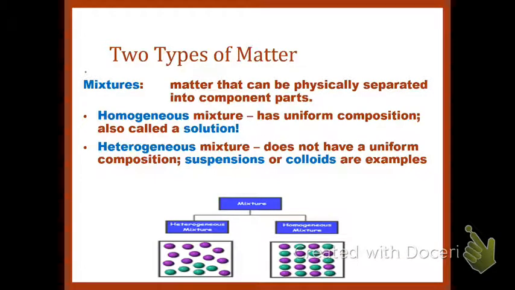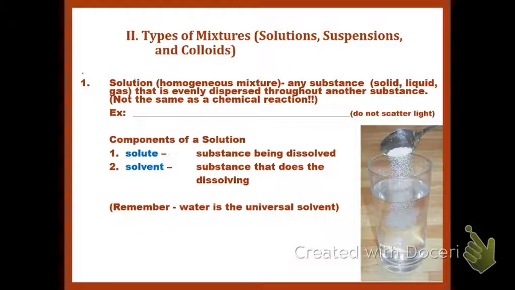And then, of course, a heterogeneous mixture does not have uniform composition, so I can visibly distinguish its parts. And two examples of that, subcategories of heterogeneous, are suspensions and colloids. Okay? This all seem familiar? Good. Okay? Within the types of mixtures, let's talk a little bit further about solutions, which are the homogeneous mixture.